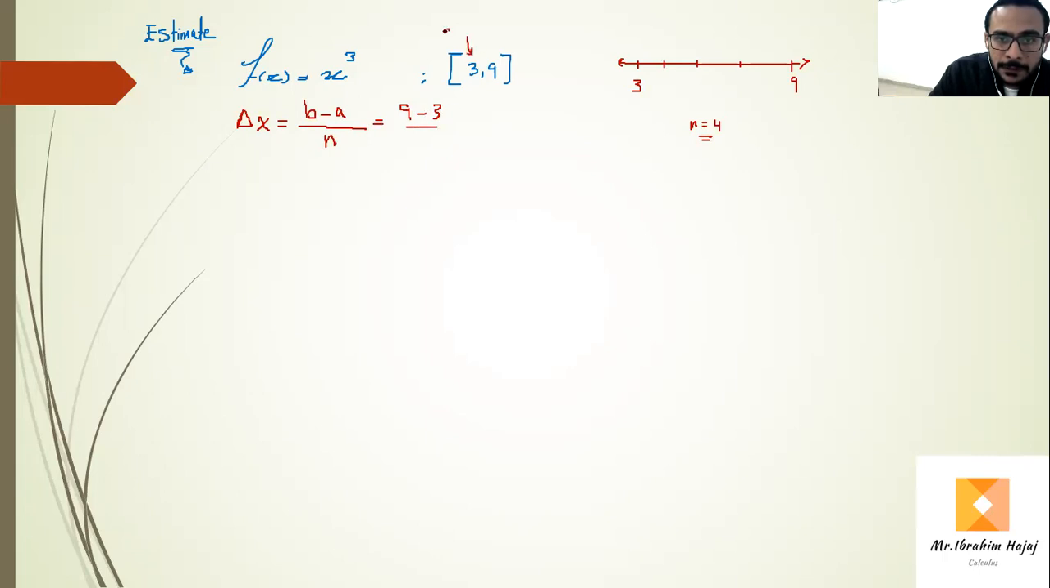Up here, guys, here is a and here is b. Over the 4, which is 6 over 4. It can be written as 3 over 2, as a decimal 1.5. So the next point here will be 4.5, and adding 1.5 to 4.5 gives 6. 6 plus 1.5 gives 7.5, and sorry, the distances are not equidistant between each number and the next.